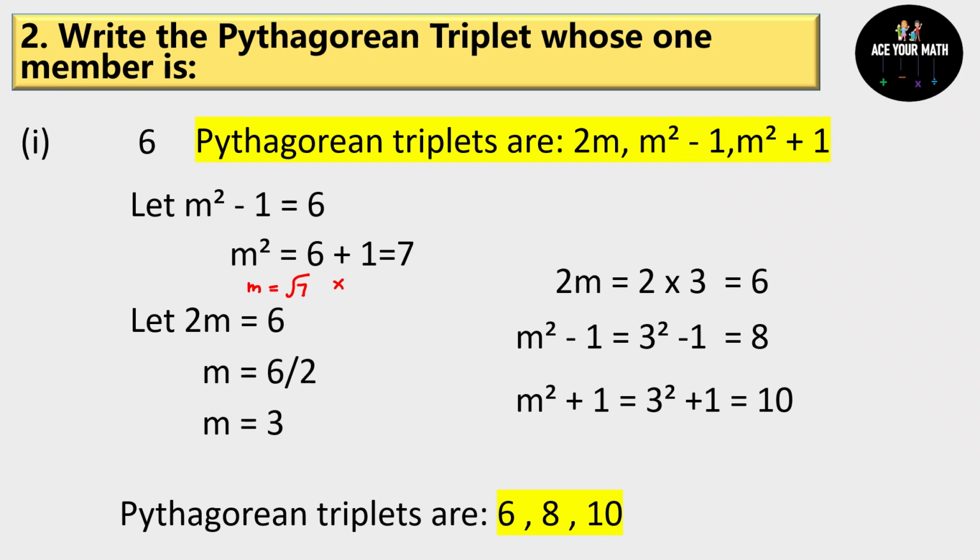What do these triplets indicate? These triplets indicate that there is a right angle triangle like this, and 6, 8, 10 are the sides of it, where 6 and 8 are the sides and the longest one is 10.